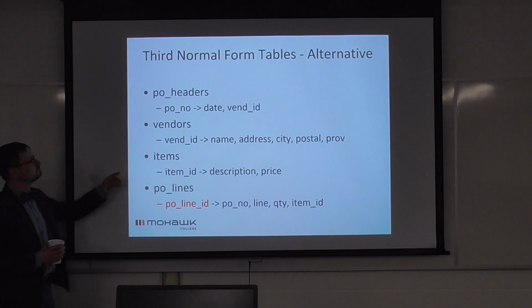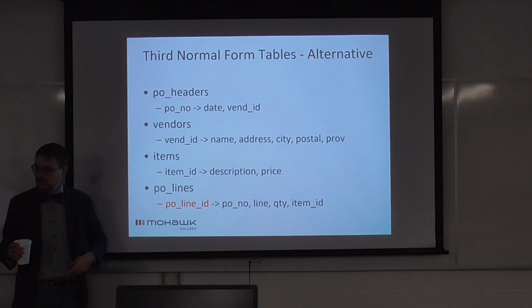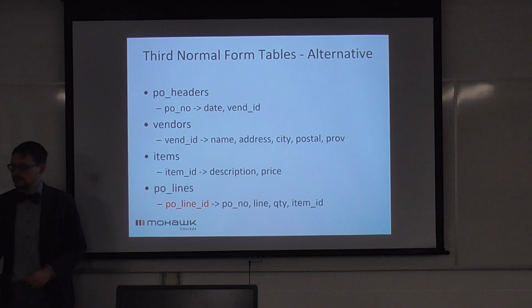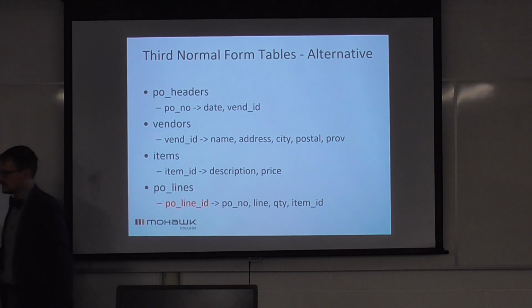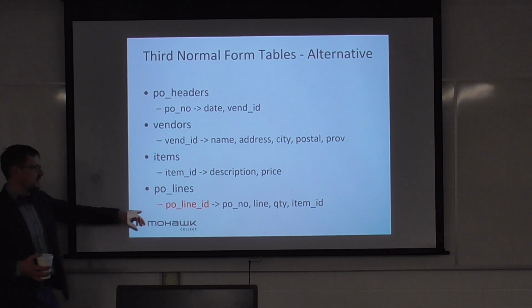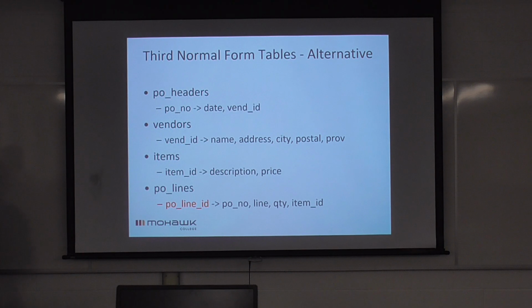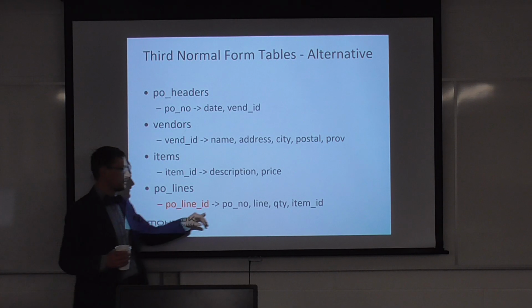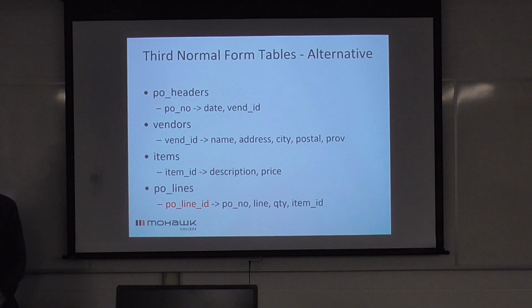So for example, in our PO lines, if you recall previously, this table has a composite key between PO number and line number. We now have a PO line ID that is the primary key for the table, and basically both columns of the composite key have been demoted to being just, at best, foreign keys. Make sense? Very good.